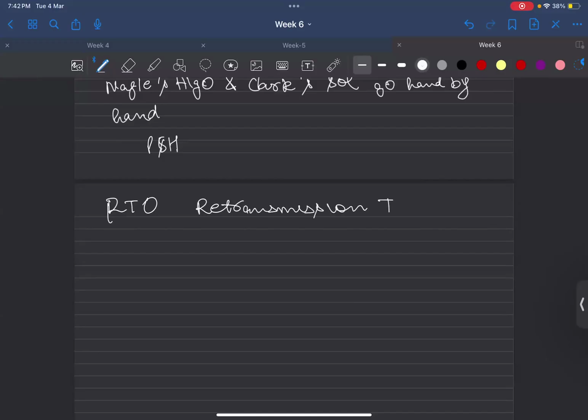Now, TCP retransmission timeout, RTT, round trip time. Can someone explain what this is? What is retransmission timeout? Why do we use it?